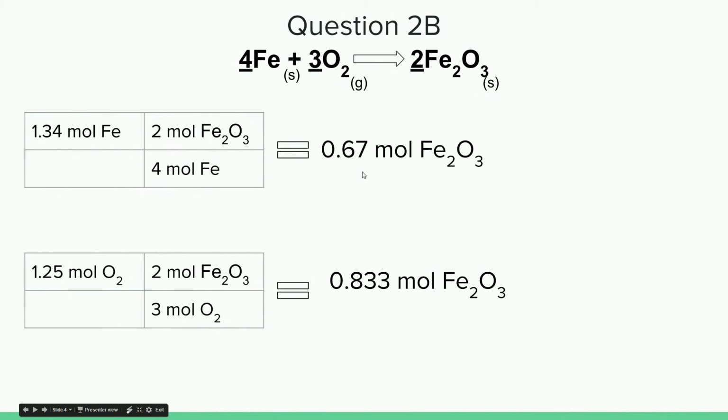Now, take the 1.25 moles of O2, which we also calculated in the previous slide, and convert that to Fe2O3 by once again using the coefficients in the chemical equation. And for every 3 moles of O2, there are 2 moles of Fe2O3. So we end up getting 0.833 moles of Fe2O3. And since 0.67 is smaller than 0.833, we can conclude that iron is the limiting reactant in this problem.